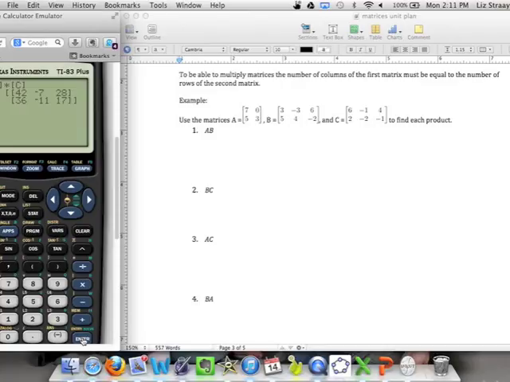So if I wanted to do B times A, matrix B is a 2 by 3, and matrix A is a 2 by 2. Those middle values don't match, and so number 4 is actually not possible, even though number 1 was possible. So when you multiply matrices, the order matters. Matrix multiplication is not commutative.